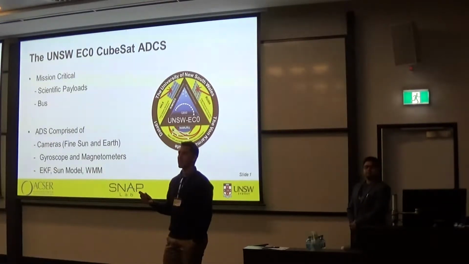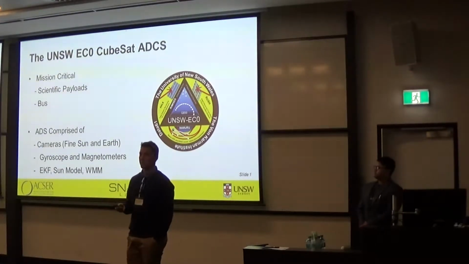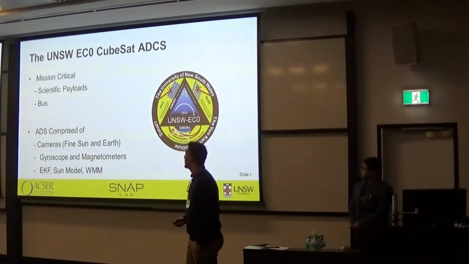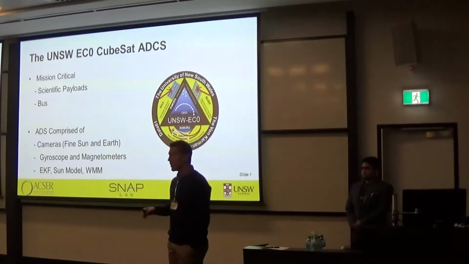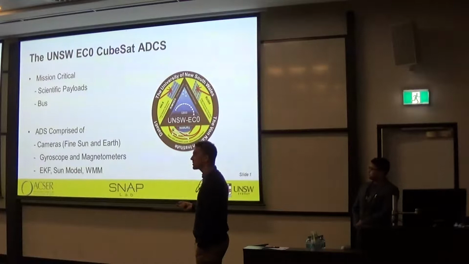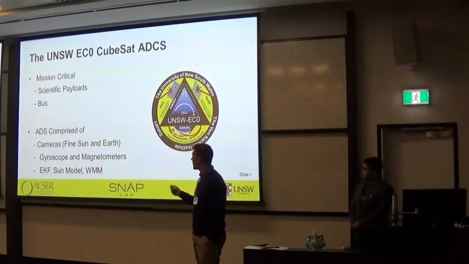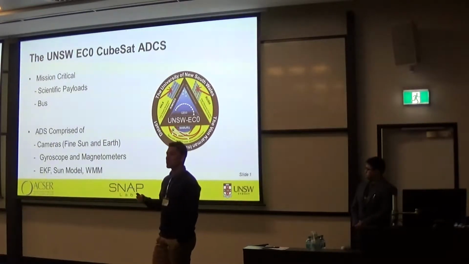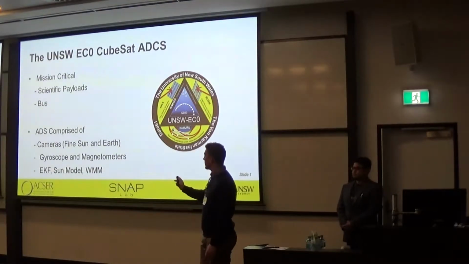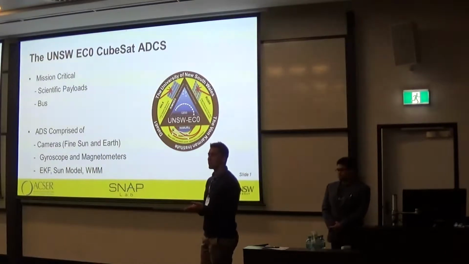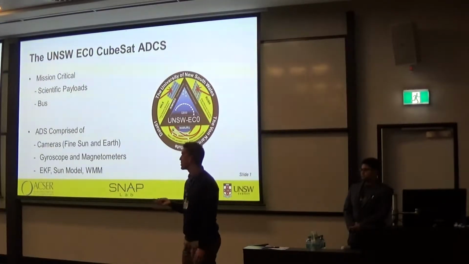So if we can't control the attitude, we can't guarantee that we can charge, we can't guarantee that we can point our instruments where we want to point. The attitude determination system, so we're only actually talking about the determination part of the system today, is comprised of two cameras, so a Sun camera and an Earth or an India camera to be specific, a gyroscope and a magnetometer, so a pretty bog standard CubeSat attitude determination system. In addition to that, like I mentioned beforehand, the base model is revolving around an EKF, and we also need to use a sun model and a world magnetic model, which I'll talk about a little bit later.